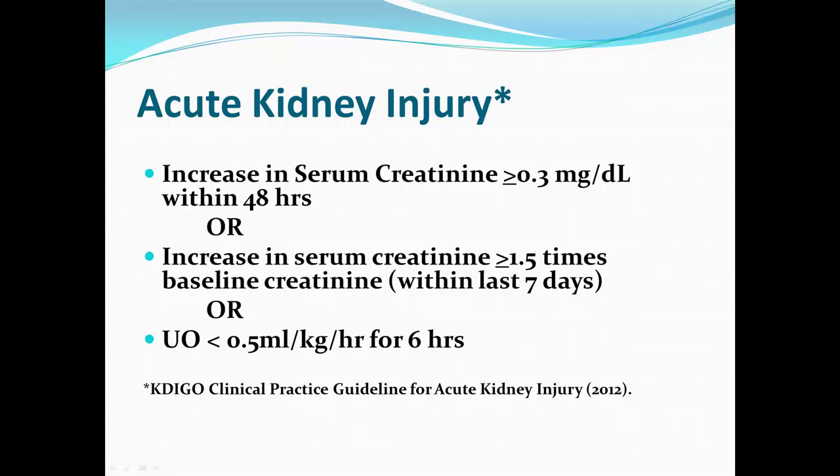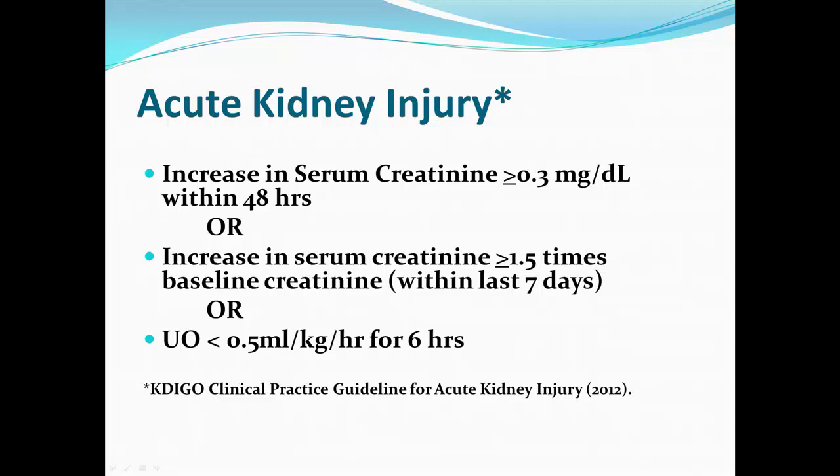Or it's an increase in the serum creatinine more than 1.5 times their baseline within the last 7 days. Or it's evidence of oliguria, which would be a urine output less than 0.5 milliliters per kilogram per hour for 6 hours. Now this is very important. In the old days when we thought about urine output, we said in an adult it was less than 30 cc's an hour.